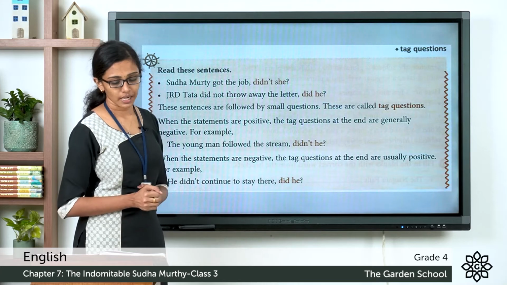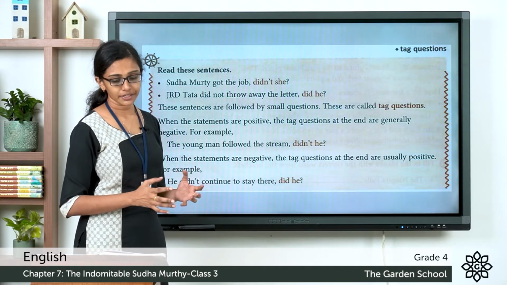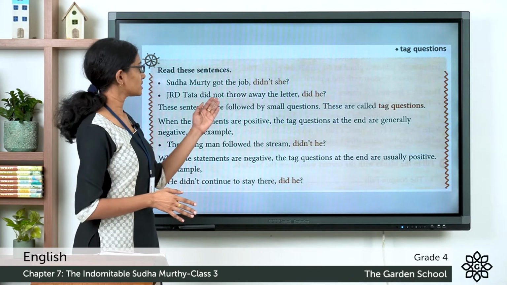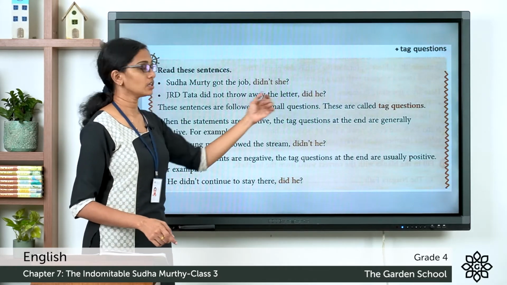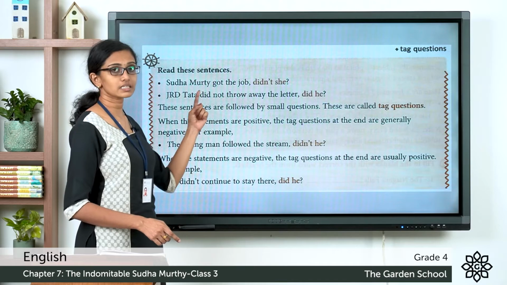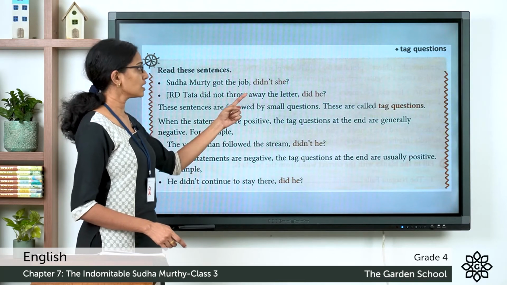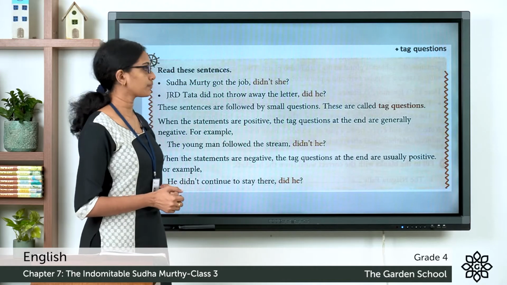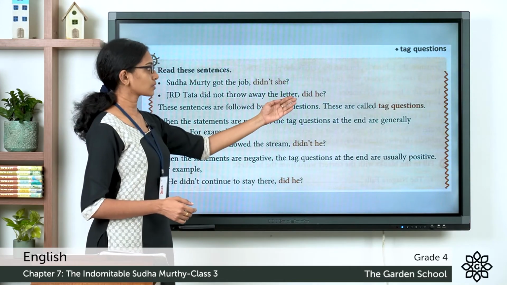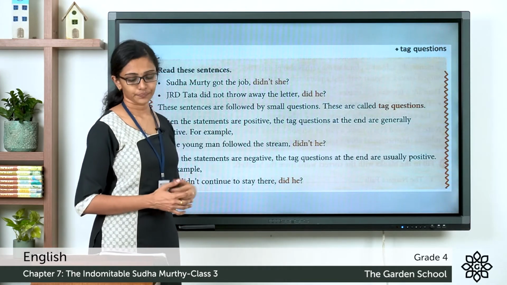See in the next example, J.R.D. Tata did not throw away the letter. So it is did not. So when you are tagging a question, it should be did he. So here it is negative. The given sentence is negative. So when you are tagging the question, it should be in a positive way. So did not, and in the question tag it becomes did he.